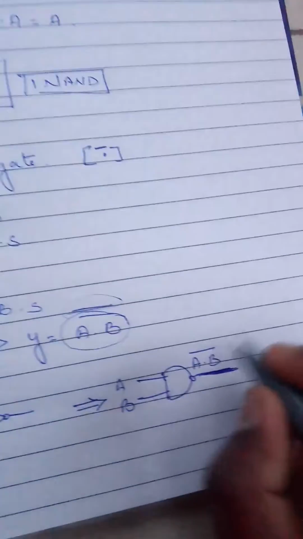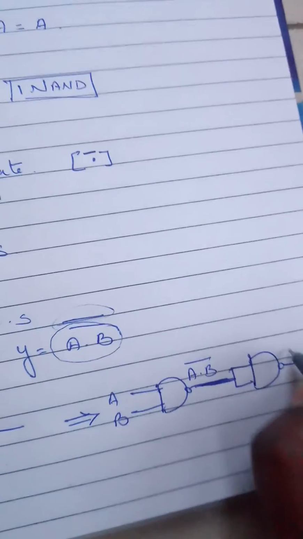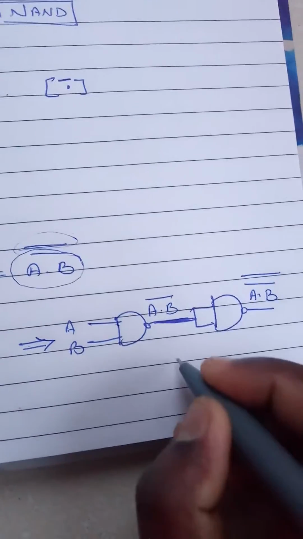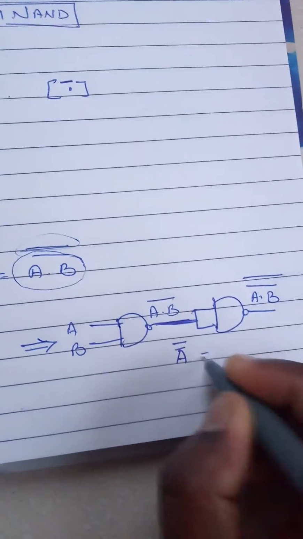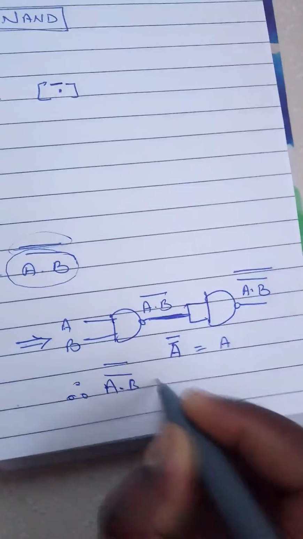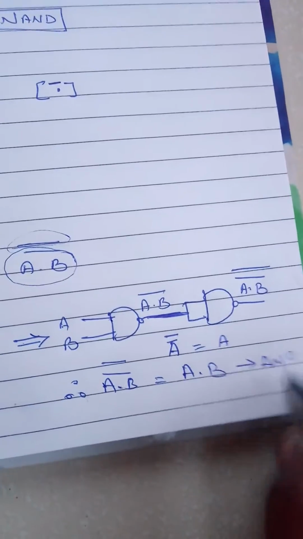So when we replace the NOT gate, we short both the inputs and give it to a NAND gate, which performs the complement of (A dot B) complement. We have A double complement is A. Therefore, (A dot B) double complement is A dot B, which is an AND function.